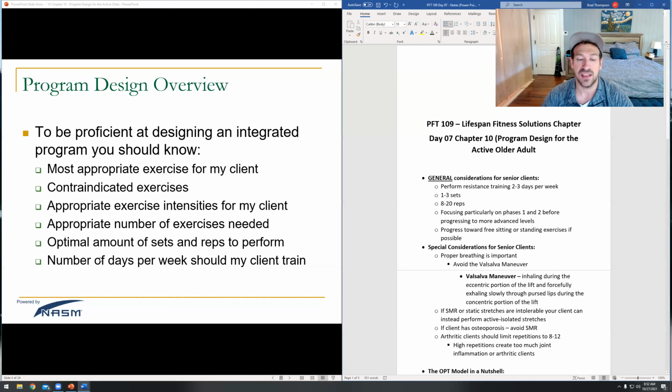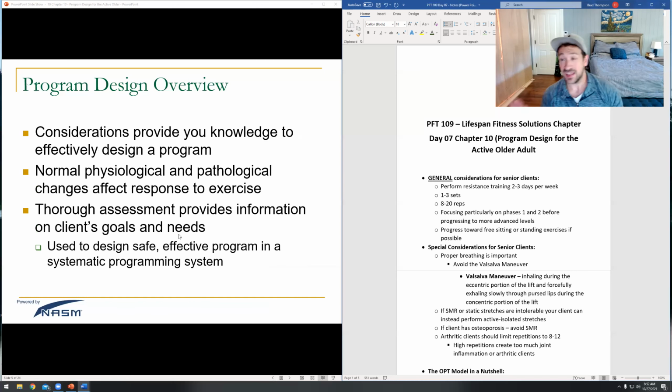And so then we need to find the optimal amount of sets and reps to perform. So when we are looking at training volume, and then how many days a week our client should be training. So that's obviously a lot of stuff, right? That's a lot of considerations to make. And again, that's why the model exists, because it makes it a lot easier for us to understand and break that down into a much simpler, easier to read section.